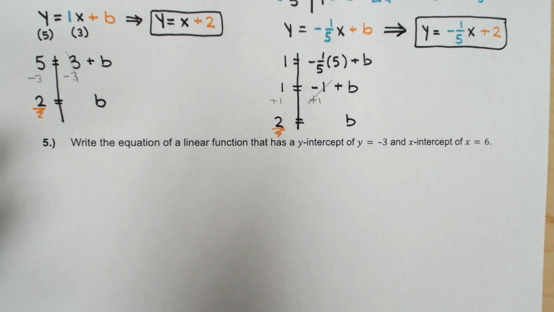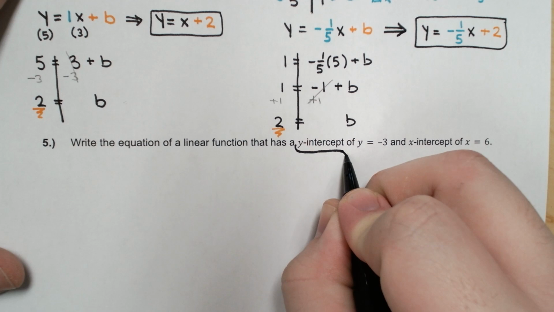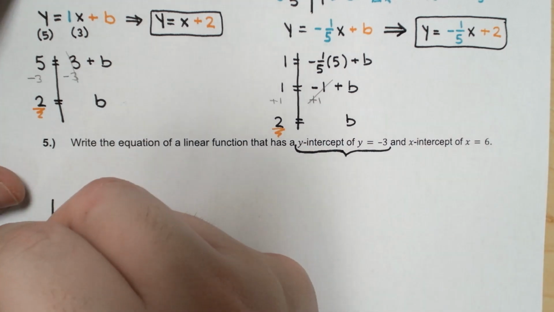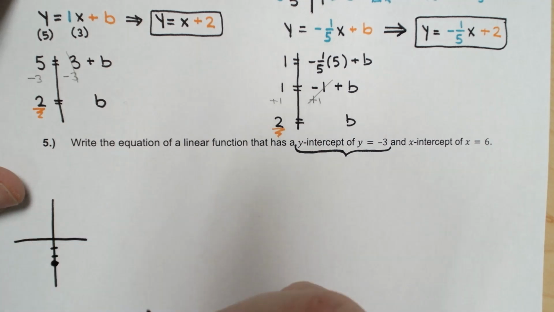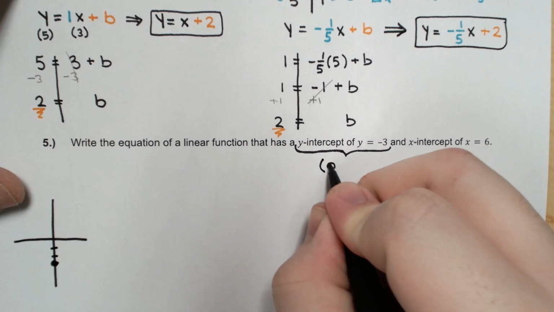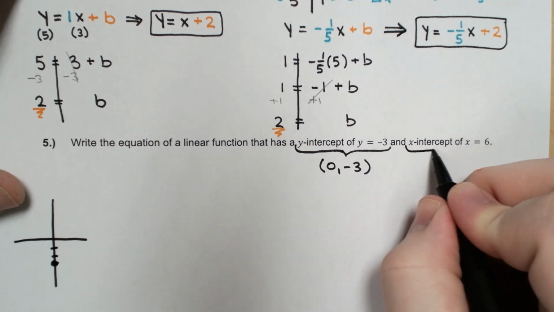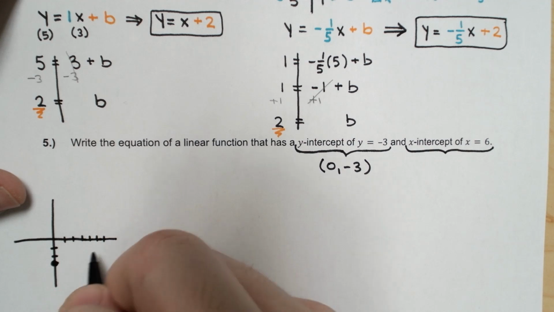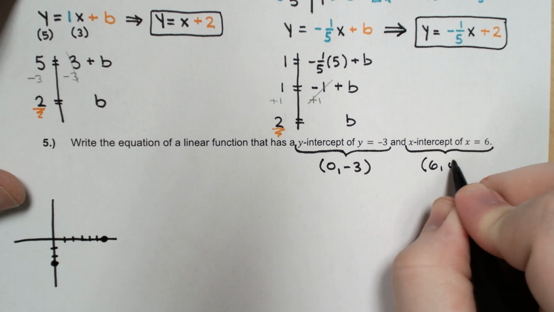But I actually did, because a y-intercept of negative 3, if I just draw a little coordinate plane over here right quick, a y-intercept of negative 3 is just this point right here, which is 0, negative 3. And then similarly, an x-intercept of 6 would be 1, 2, 3, 4, 5, 6 steps out over this way. And that ordered pair would be 6, 0.